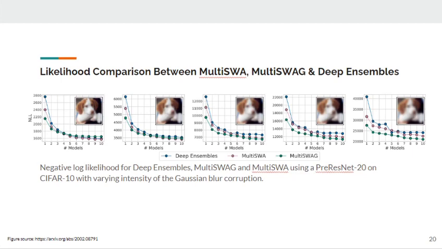MultiSwag outperforms deep ensembles significantly on highly corrupted data. The image in each plot, from left to right, shows the intensity of corruption. For all levels of intensity, MultiSwag and multi-SWA outperform deep ensembles for a small number of independent models. For a high level of corruption, MultiSwag significantly outperforms other methods even for many independent models. For lower levels of corruption, MultiSwag works particularly well when only a small number of independently trained models are available. Multi-SWA also outperforms deep ensembles and has the same computational requirements at training and test time as deep ensembles.